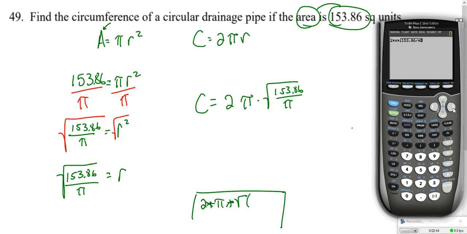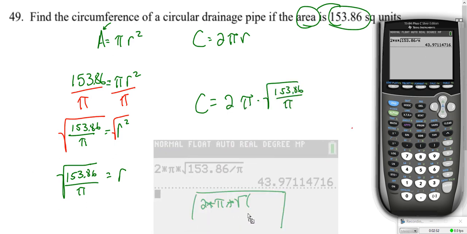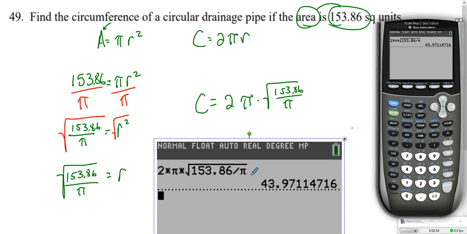And then I can push to the right to get out of that square root. So notice there it all is in there. And I can hit enter. And I get 43. I'll make it big here so you can see how I plug that all in there. All in at once. 43.97. If I'm rounding it to there, that 1 means that stays the same. So I get 43.97 units is the circumference. And there's your answer to problem number 49.